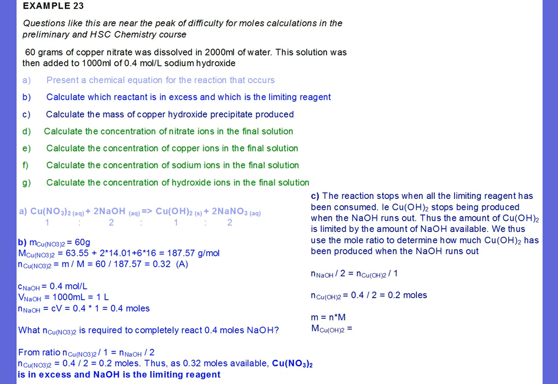The molar mass of copper hydroxide is going to be the mass of copper plus 2 lots of the mass of oxygen plus 2 lots of the mass of hydrogen. Our molar mass is 97.566, and therefore the mass of copper hydroxide produced is just number of moles times the molar mass. It turns out to be 19.5, but looking at the data here, all our numbers are one significant figure, and therefore that's going to be one significant figure as well. 20 grams of copper hydroxide produced to one significant figure.